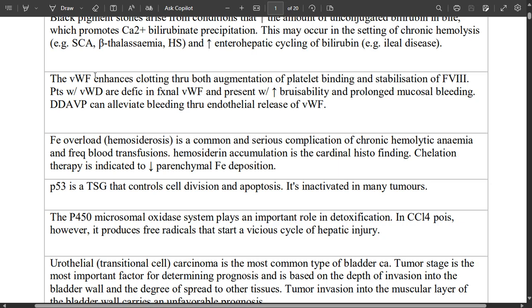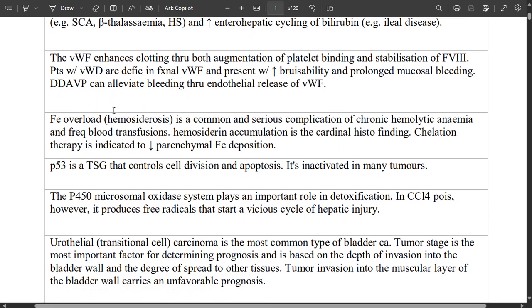Patients with von Willebrand disease are deficient in functional von Willebrand factor. So the von Willebrand factor does not function well. Therefore, there is lack of platelet binding to the endothelium, and thus no platelet aggregation and accumulation. So it causes increased bruisability and prolonged mucosal bleeding.